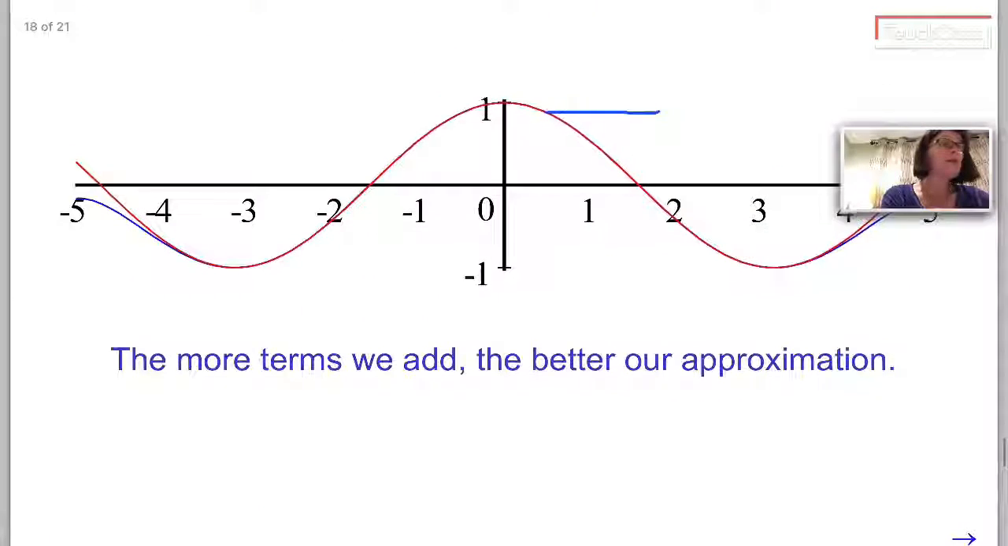Okay, and check this out. It looks like I don't have a small interval of convergence. My approximation is getting better and better, further and further out. So that's something to notice about our Taylor polynomial approximation for cosine, is that I don't have a limited interval of convergence anymore, and the more and more terms I add, the more that interval grows.